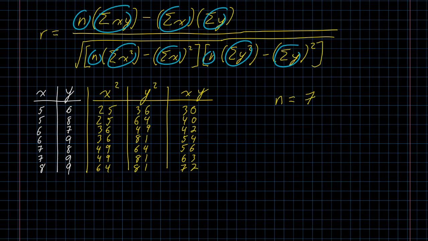So we want to add together all of the x values. We will get that the sum of all x values is 5 plus 5 plus 6 plus 6 plus 7 plus 7 plus 8. 44. And then we'll just continue column by column. We will add together all of the y values. I get 56. We'll add together all of the x squared values.